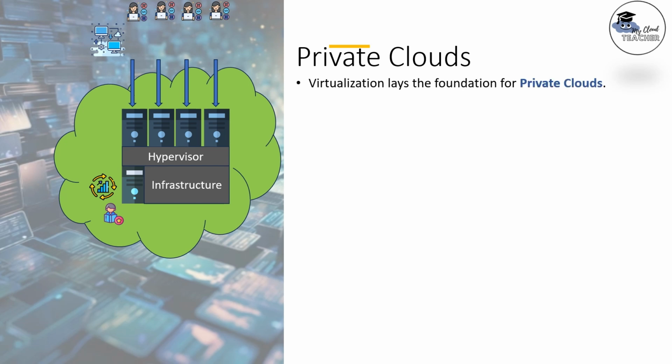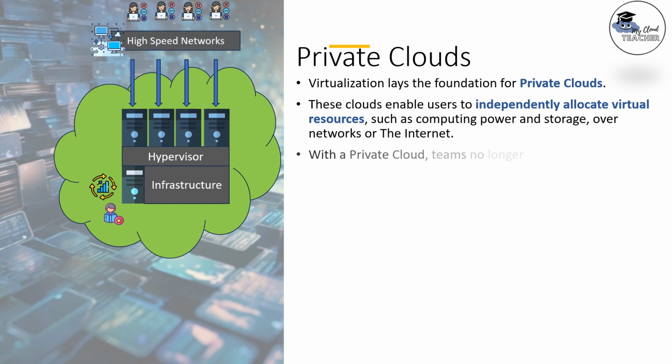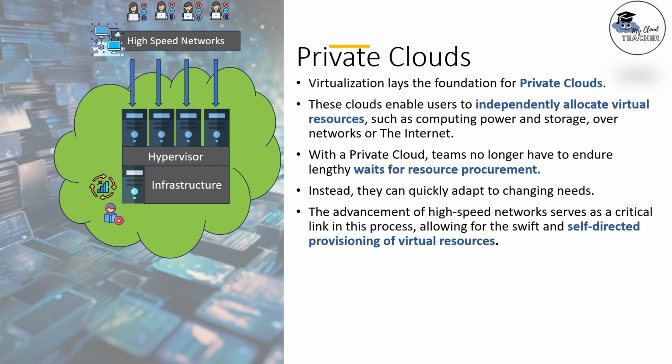Virtualization lays the foundation for private clouds. These clouds enable users to independently allocate virtual resources, such as computing power and storage, over networks or the internet. With a private cloud, teams no longer have to endure lengthy waits for resource procurement. Instead, they can quickly adapt to changing needs. The advancement of high-speed networks serves as a critical link in this process, allowing for the swift and self-directed provisioning of virtual resources.